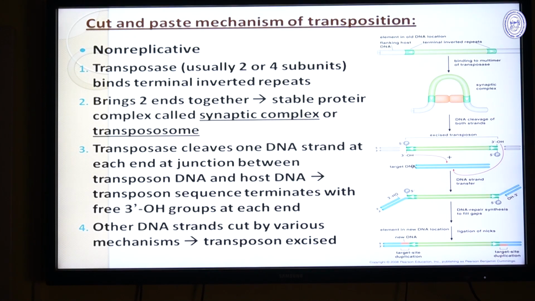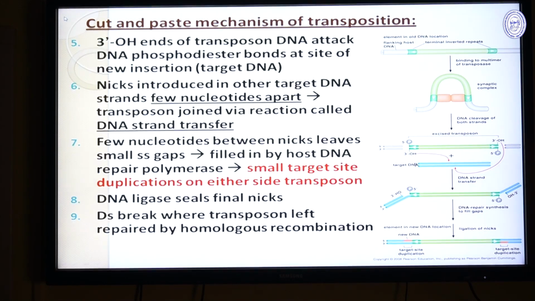Now this is actually the main target. If I want my transposon to come out of its original position and get inserted into a new DNA, it must have a 3' OH end. That is the main target. So the target has already been reached. It's successful in creating a 3' OH group on both the ends of the transposon. So what happens then? The other DNA strands are cut, and finally the transposon is getting excised. That means it's coming out.